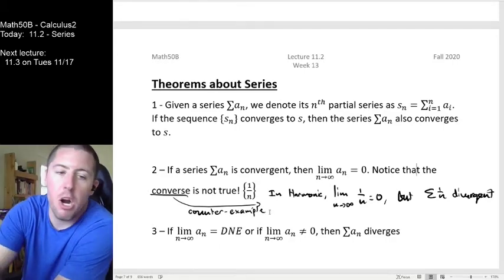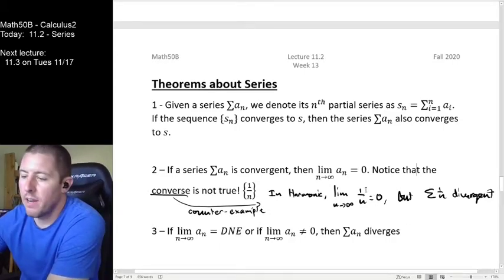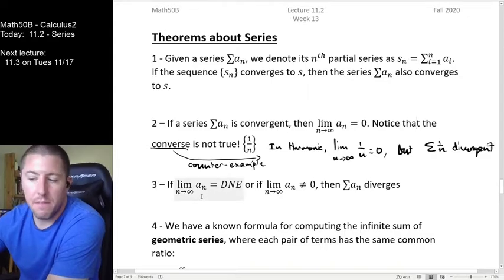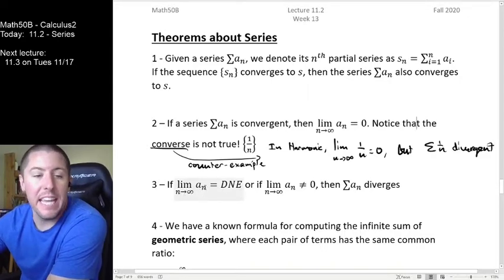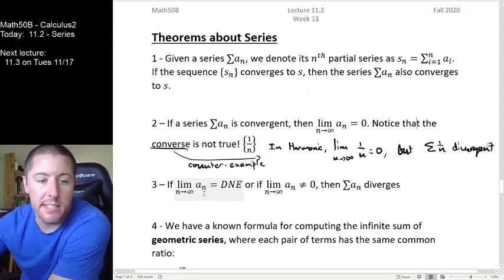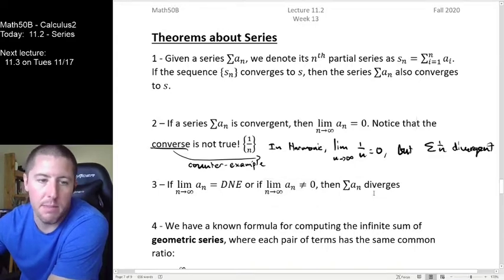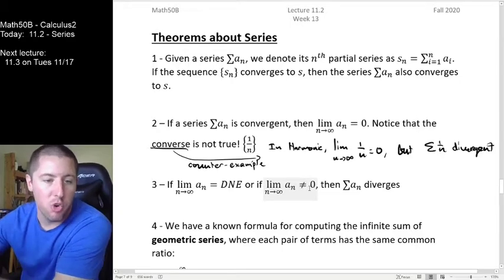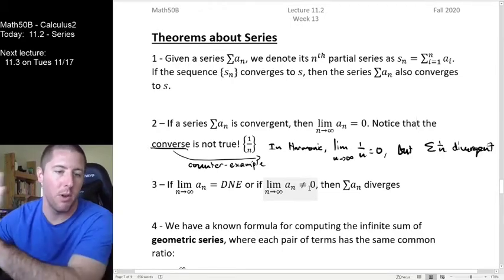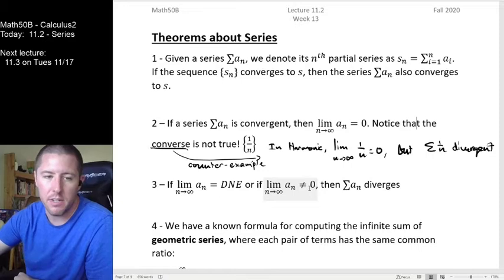This one has sort of a partner statement about divergence right here. It says, if the limit as n goes to infinity of the individual terms of the series, the a sub n's, doesn't exist, or if the individual terms don't converge down onto zero, it must be the case that our sum is going to diverge, because that means we're still going to be getting a non-trivial contribution even from those late terms that are out there in the series.